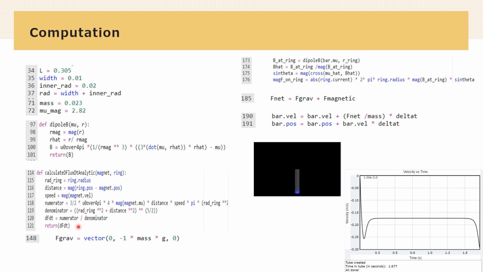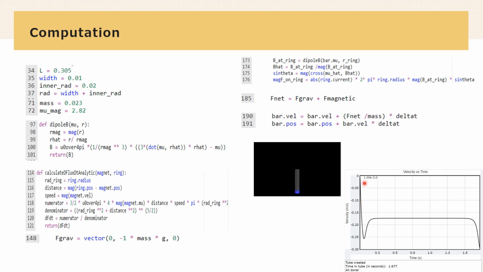We also created a value for the gravity vector, which is just -mg. And we then found the magnetic force at the ring. To do this, we use this little code section here. The net force was then found by adding up the magnetic force and the gravitational force. And then we updated the bar's velocity and position. So this generated the curve as seen here in this image, which is the magnet as it's fallen to the bottom of the tube. Note that the color of the current here is blue.